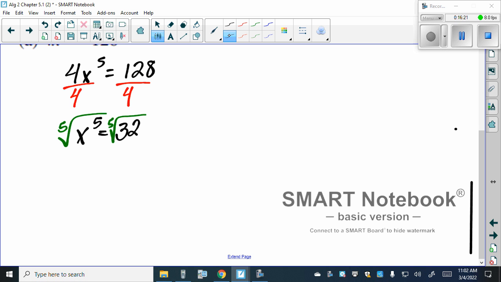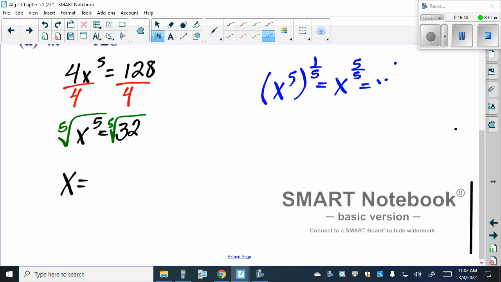And the fifth root of x to the fifth simplifies out giving us x. Because realistically, what we're doing is we're saying that we have x to the fifth to the 1/5, which when they multiply together, we get x to the 5/5, which is just x to the first, which we just say is x. But we don't have to do that every single time because we know that the fifth root of x to the fifth would become just x. Now we need to find out what the fifth root of 32 is, which is 2.